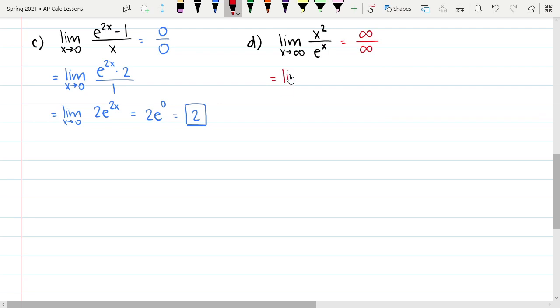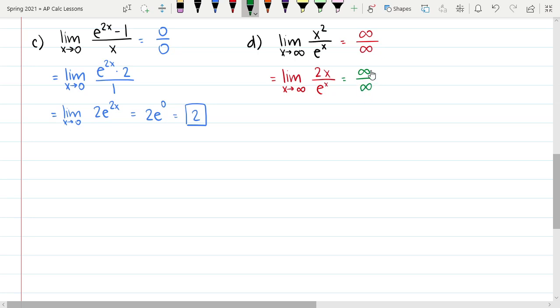So we have the limit as x approaches infinity of the derivative of x squared, which is going to be 2x, over the derivative of e to the x, which is e to the x. And so now we can try to use direct substitution again. Well, that's going to be 2 times infinity, which is infinity, over e to the infinity, which is again infinity. So using L'Hopital's rule still gave us an indeterminate form.